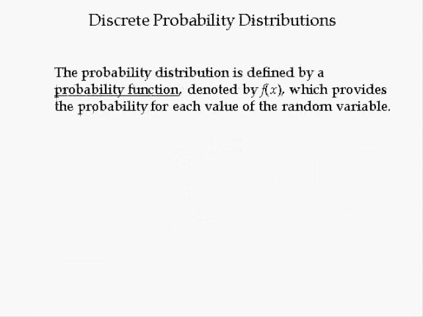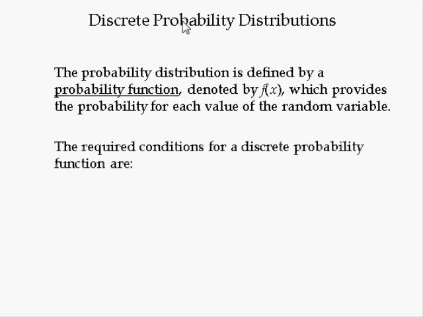The probability distribution is defined by a probability function. In Chapter 5, this function is a probability distribution function. But in Chapter 6, it is a probability density function. The function is typically denoted f(x), which provides the probability for each value of random variable x.